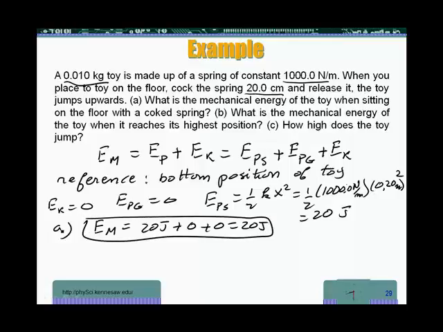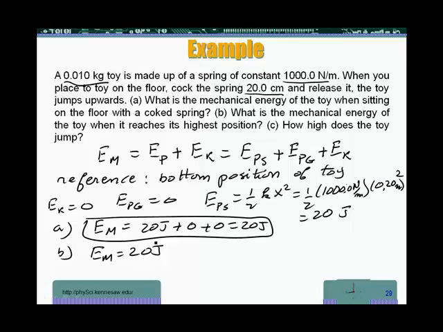Required a lot of work. Now, question B. What will be the mechanical energy at the highest position? Again, assuming no losses due to air resistance here. So in that case, it's conservation of mechanical energy. So it should be equal to 20 joules. That's easy. Now, part C, it says, how high does the toy jump?